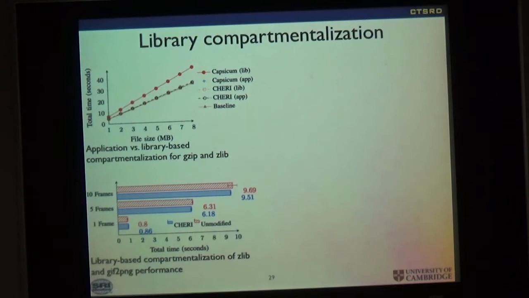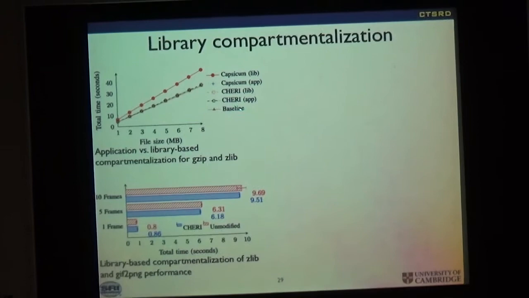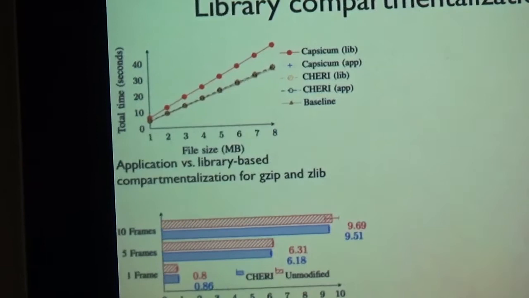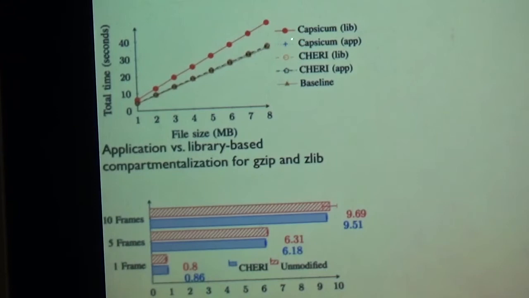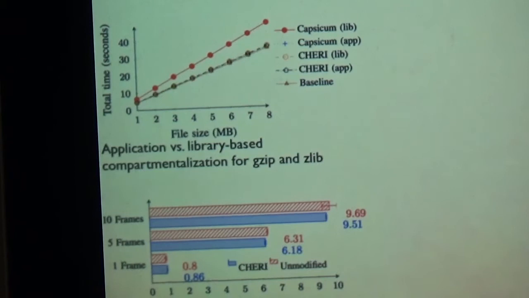And the neat thing is performance is really quite good. So in this bit from one of our papers, our paper at Oakland last year, you see what happens if you try to do it with Capsicum. It gets quite a bit slower than everything else. All the other ones are essentially indistinguishable. The CHERI case, either at a library level or at an application level where you have a big compartment, memory inside zlib. There's the baseline zlib, and the Capsicum app version, which is what's in FreeBSD today, has the same performance, but that required a change to zlib.